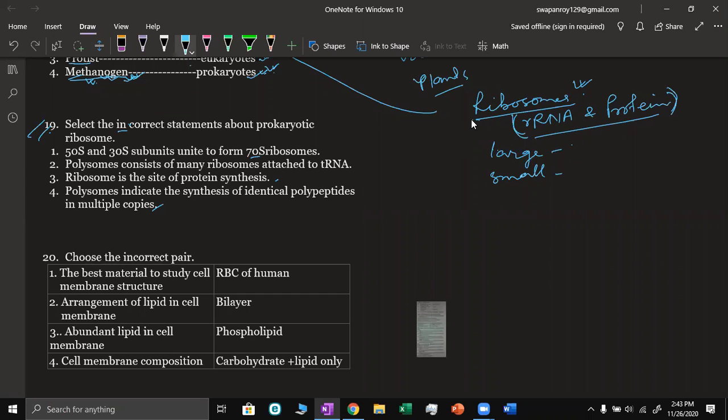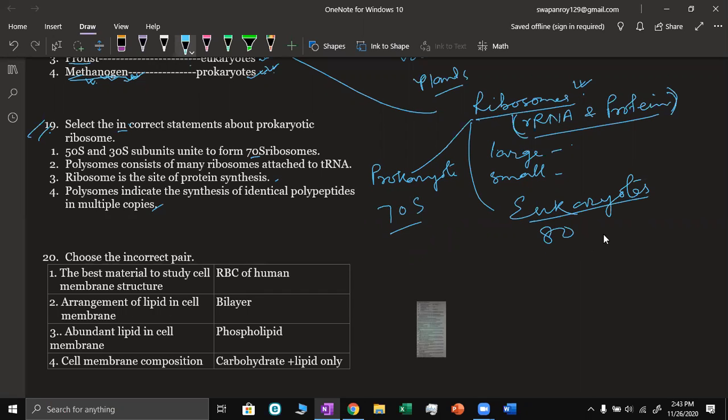The size of the ribosome is different in prokaryote and eukaryote. In prokaryote it is 70S, and in eukaryote it is 80S. S is the sedimentation coefficient, a physical property. These 80S and 70S ribosomes are made of a 50S large subunit and a 30S small subunit.